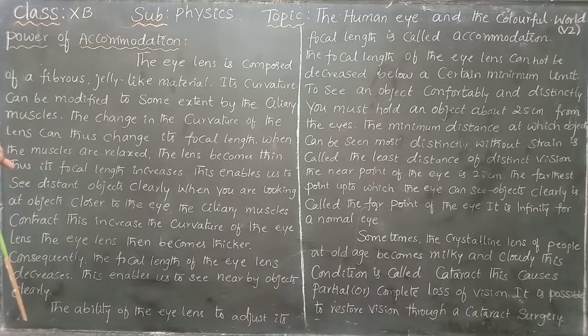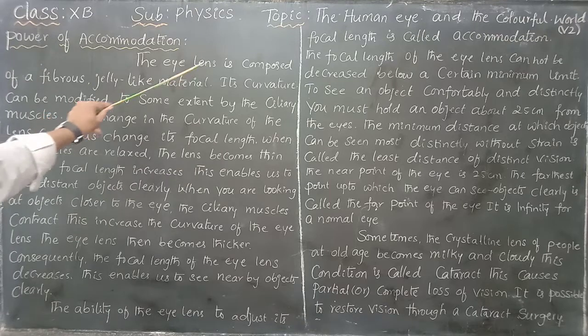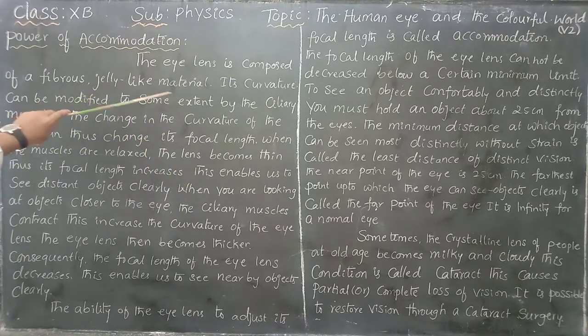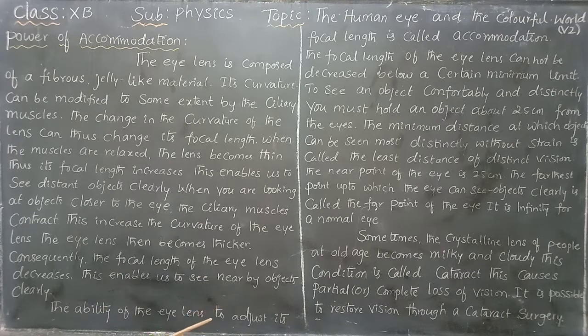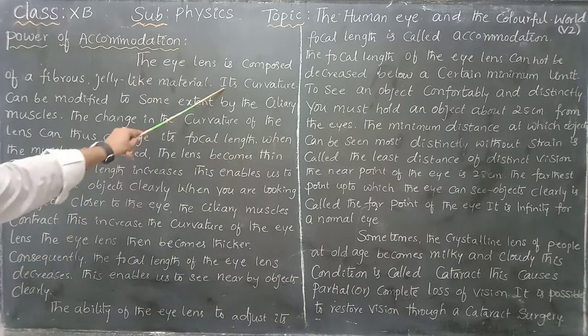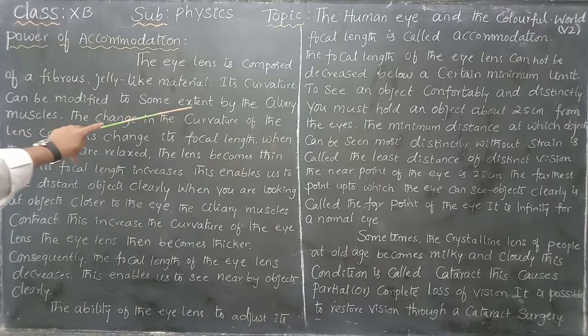Let us understand how it works on the crystalline lens. It is an eye lens made up of certain proteins which are available in the human body. The eye lens is composed of a fibrous, jelly-like material. It will extend or contract depending upon the force applied by the ciliary muscles. Its curvature can be modified to some extent by the ciliary muscles.